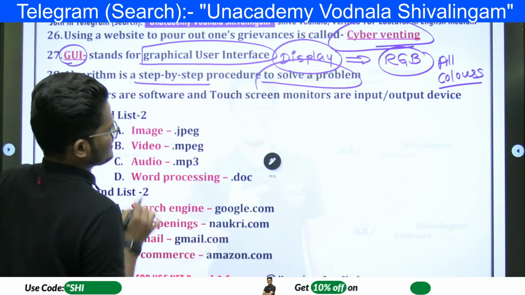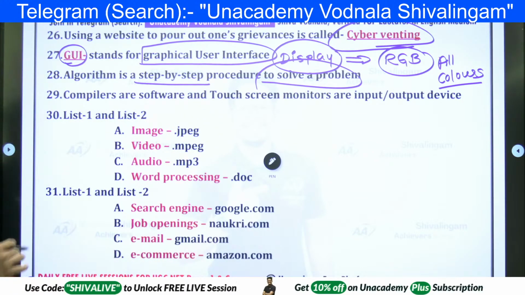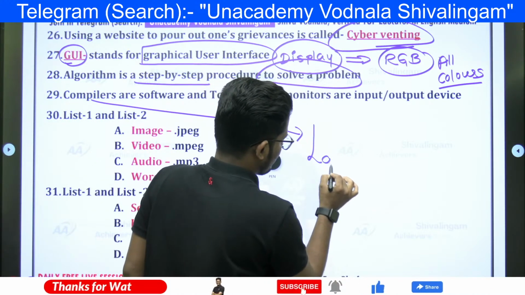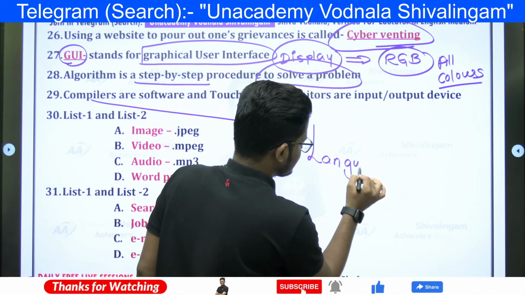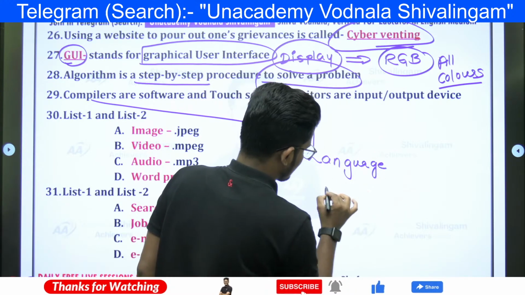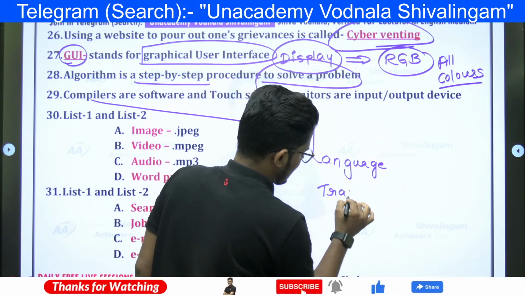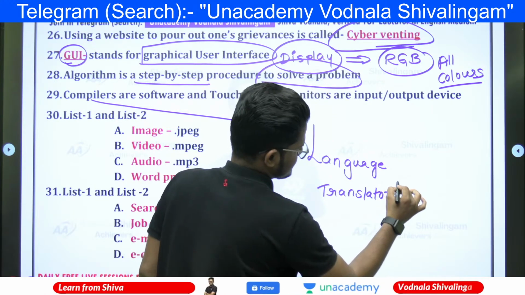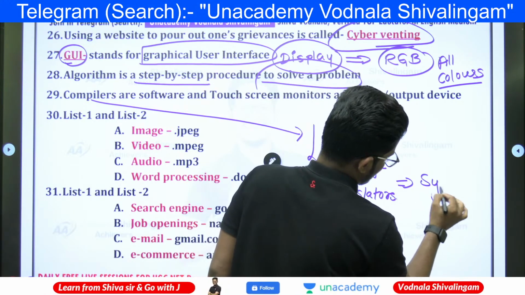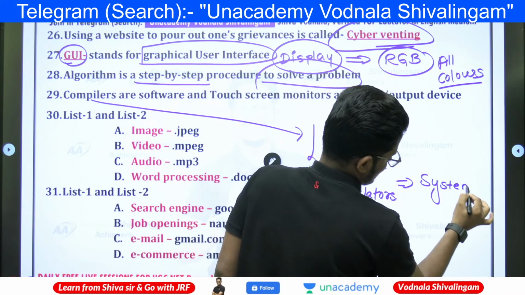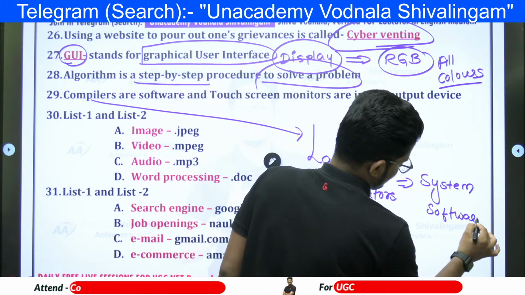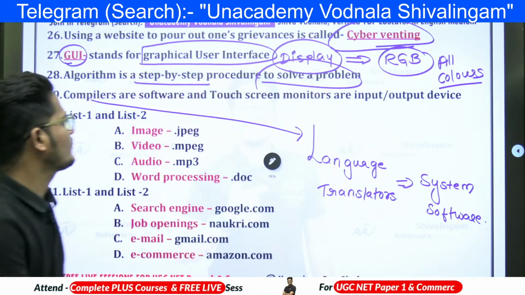Compilers are software, and touchscreens and monitors are input. A compiler is a language translator. That is software, which is system software. These language translators are part of the system software, and come under utility software.